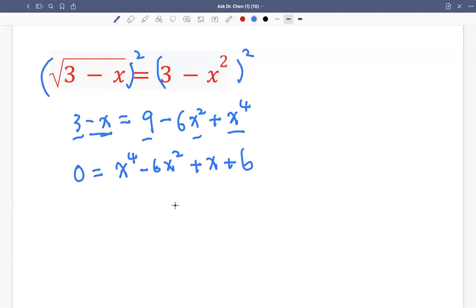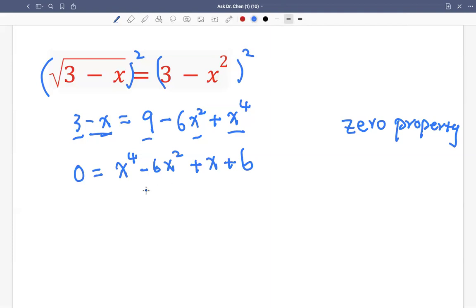Now, we want to put this right-hand side into a factored form, because once we are in factored form, we could use the zero property. The zero property is saying that if the product of some factors is 0, then each factor can be 0, or all of them can be 0.